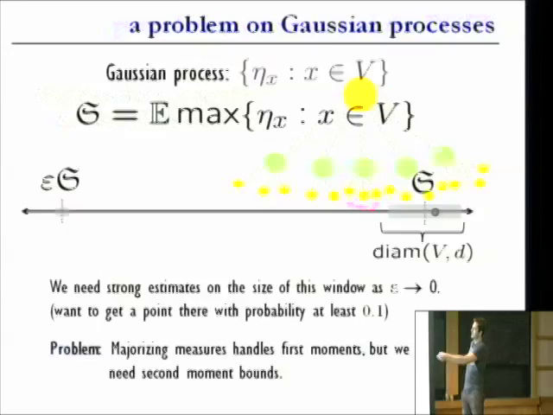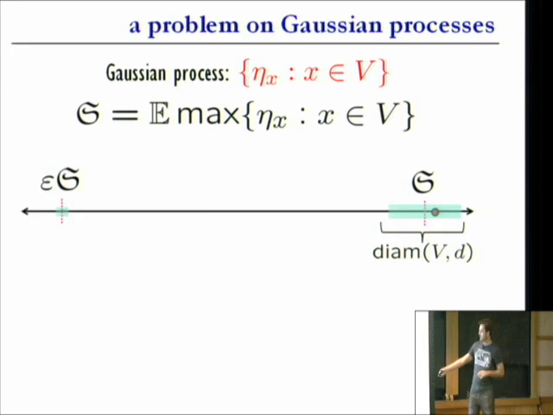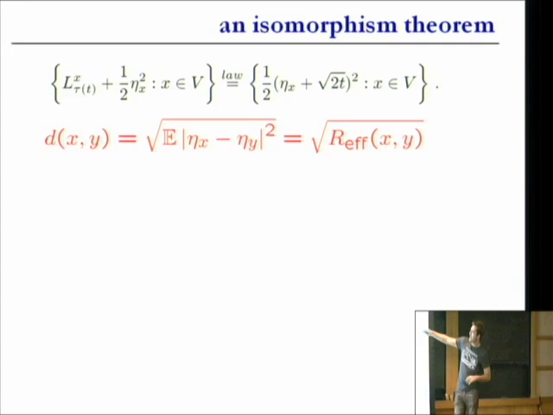So now let me tell you one slide about the proof. Any Gaussian process that comes from a graph according to resistance distances, in other words where the covariance matrix is like the inverse of the Laplacian, is called a discrete Gaussian free field. These things are very well studied. So this Gaussian process eta that comes out of the isomorphism theorem is a DGFF, a discrete Gaussian free field.